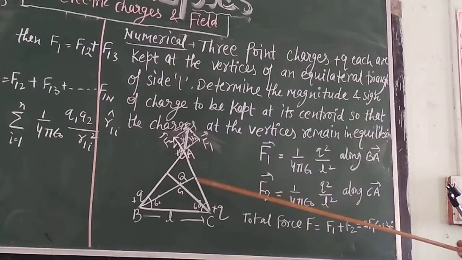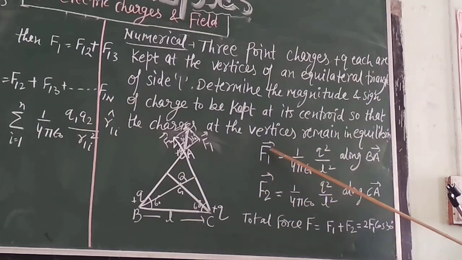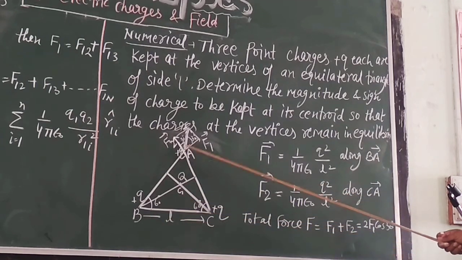Charges are the same. Using Coulomb's law, we can write F1 is equal to 1 upon 4 pi epsilon naught Q square upon L square. Coulomb's law is 1 upon 4 pi epsilon naught Q1 Q2 upon R square. Here the distance is L. Both charges are identical, both are Q, so we can write Q square upon L square.